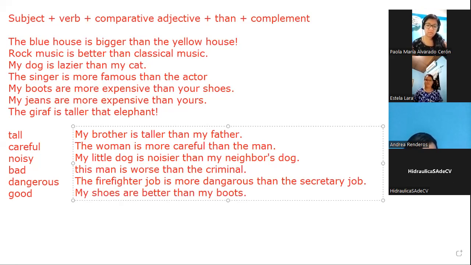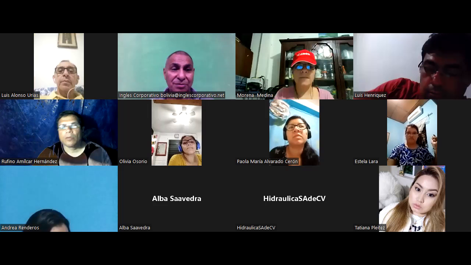We learned about the comparative adjectives, and we learned the different rules that we need to apply to it. And tomorrow, what we're going to do is a reading regarding the comparative adjectives. Okay? That's what we're going to do tomorrow.